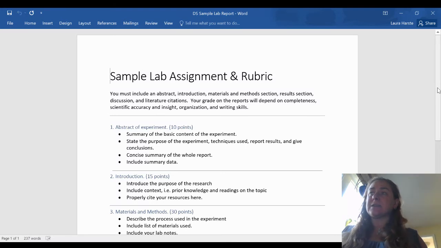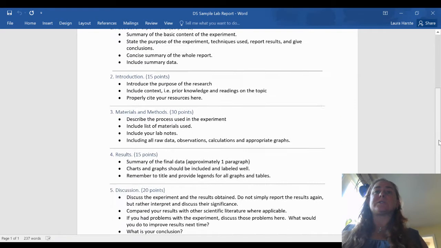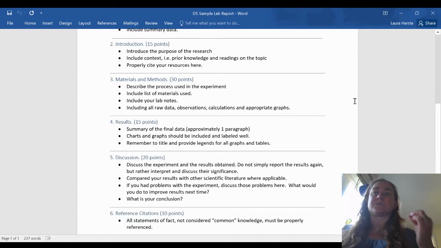The next section is going to be your introduction. That's going to explain what the purpose of your research was. Why were you doing this research? What were you looking to accomplish? In here, you should always include any prior knowledge that you have and readings on the topic.